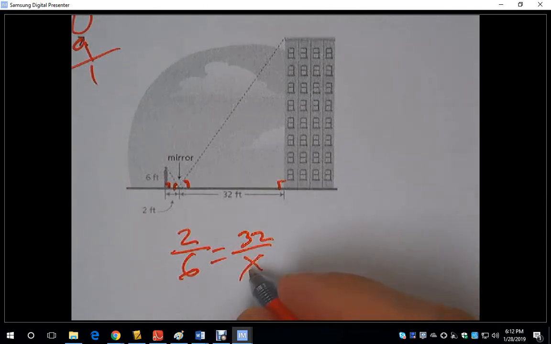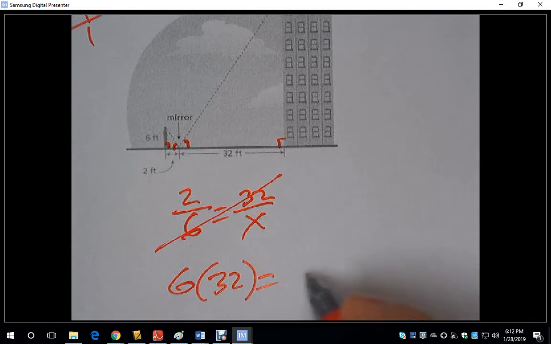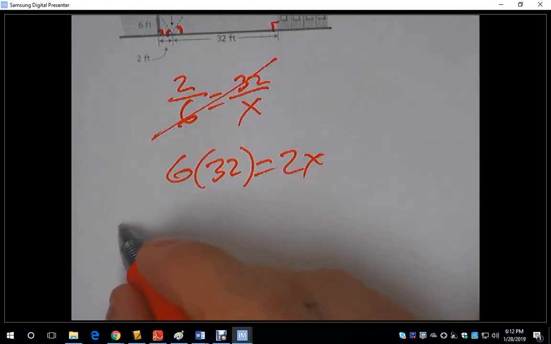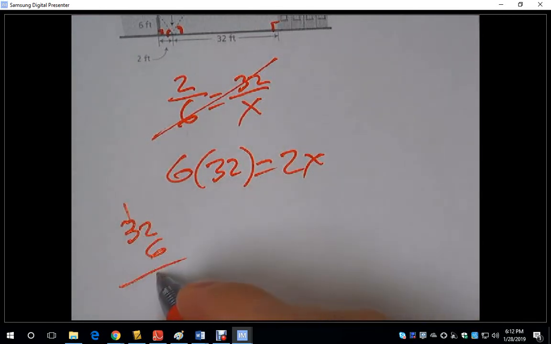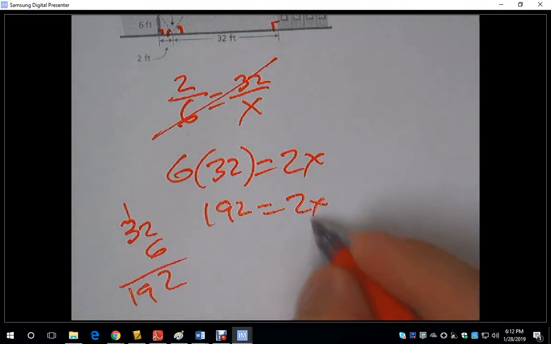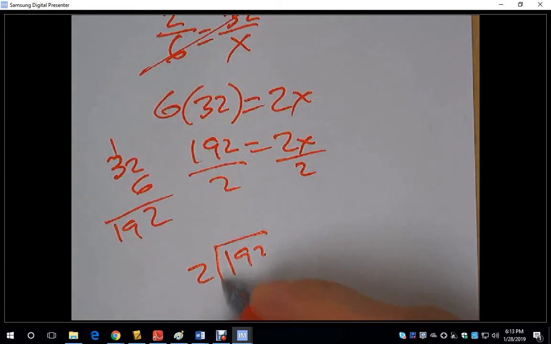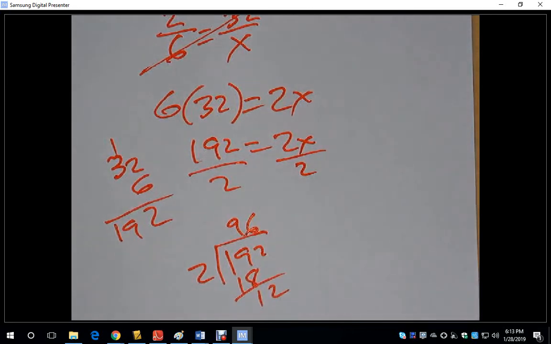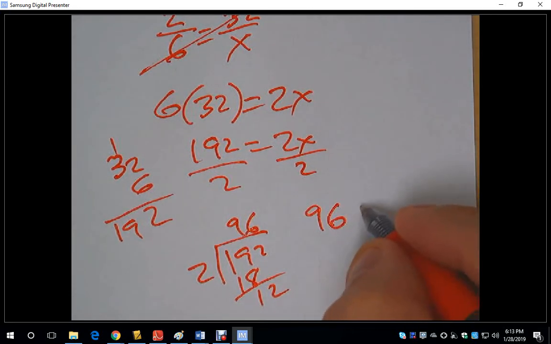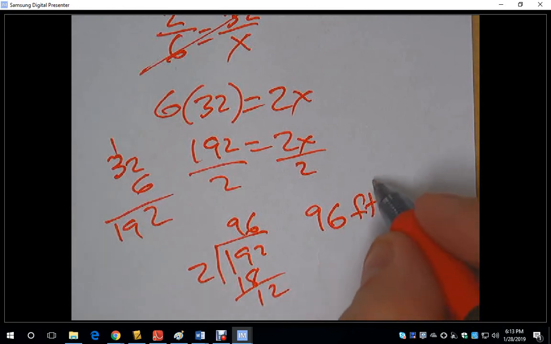And I'm trying to figure out what x is, so I cross multiply again. 6 times 32 equals 2 times x, and 32 times 6 gives me 192. Then I divide by 2, and 2 goes into 192 96 times, so we have 96 feet. The height of the building is 96 feet.